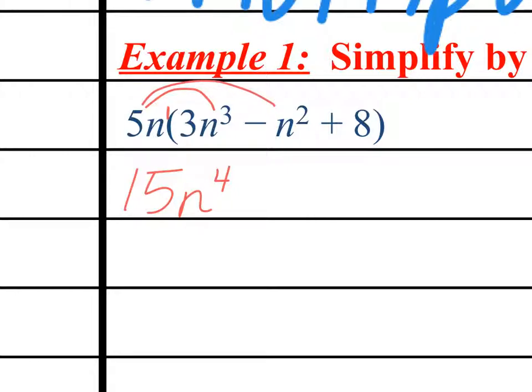Okay, keep going. 5n now times negative n squared. That's a negative 1 n squared. So my coefficient would be negative 5. Add my exponents, it would be n to the what? Third power, 1 plus 3. And the last one, 8 times 5n would give me 40n.